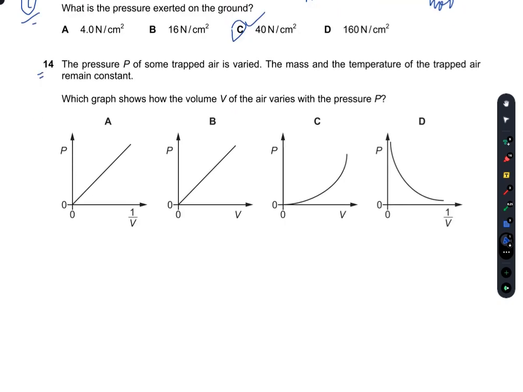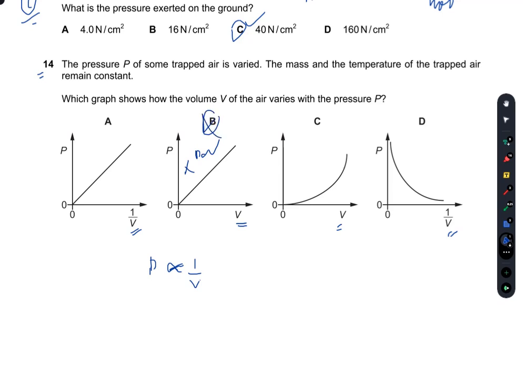Question number 14. The pressure P of some trapped air is varied. The mass and the temperature of the trapped air remain constant. Which graph shows how the volume V of the air varies with the pressure? So by Boyle's law, I have pressure inversely proportional to volume. So among A, B and C, now you have to check the values on the x-axis as well. So as shown in B, P is directly proportional to V, so B is incorrect.